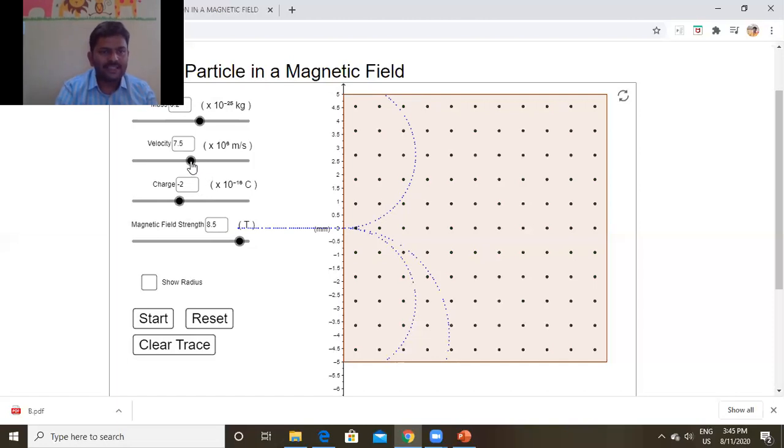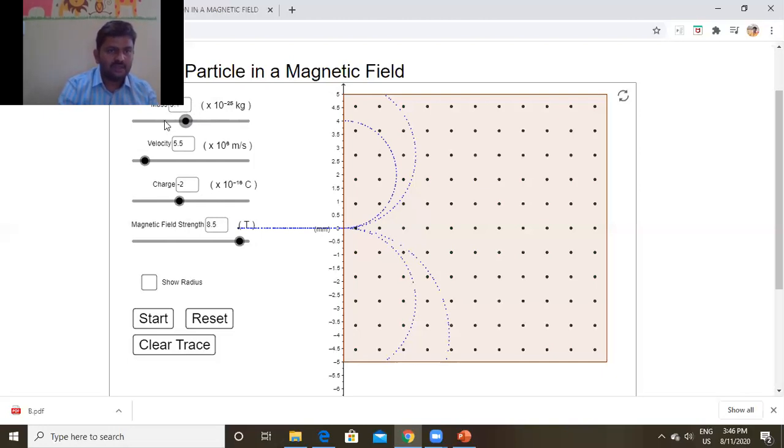Now we will see what happens if the velocity is reduced. Initially the velocity is 7.5. Now I am reducing it to 5.5. What happens? We will see. The simulation is showing if the velocity is reduced, the radius of the circular path in the magnetic field is reducing. And what happens if the mass is reduced? We'll see that also.